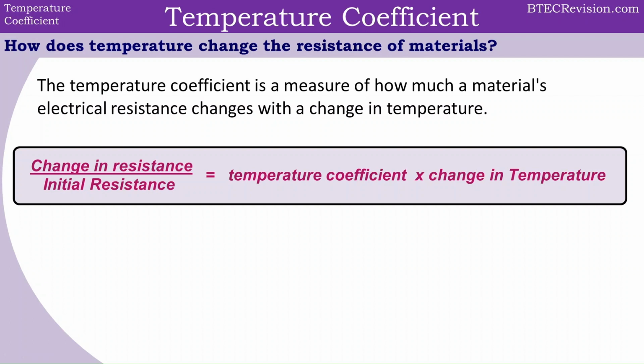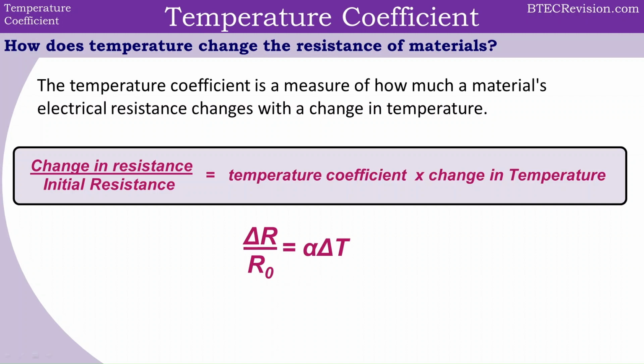Well, it's given by the temperature coefficient, which is a measure of how much a material's electrical resistance changes with a change in temperature. This is given by the equation change in resistance divided by initial resistance equals the temperature coefficient times the change in temperature, and the short form is given below.